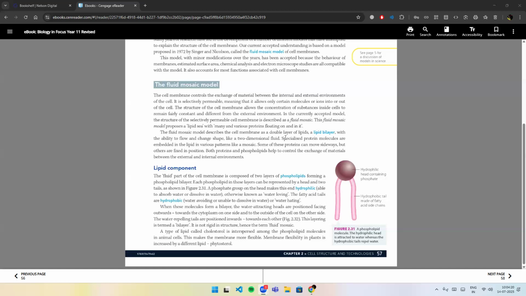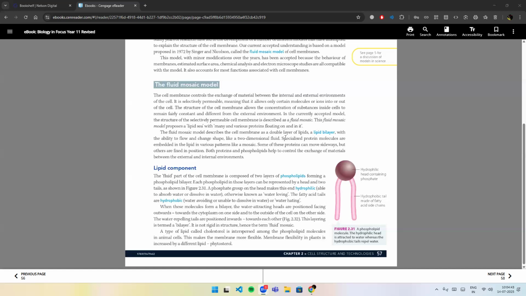When these molecules form a bilayer, the water-attracting heads are positioned facing outwards towards the cytoplasm on one side and to the outside of the cell on the other side. The water-repelling tails are positioned inwards towards each other. This layering is termed a bilayer. It is not rigid in structure, hence the term fluid mosaic.